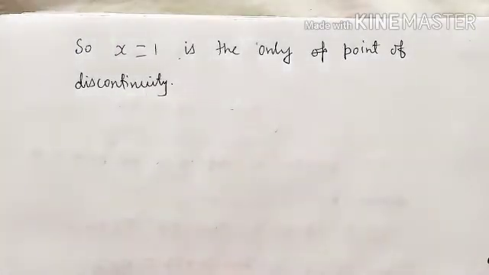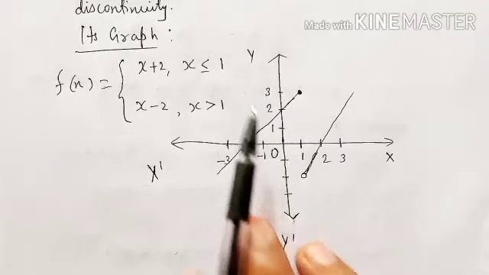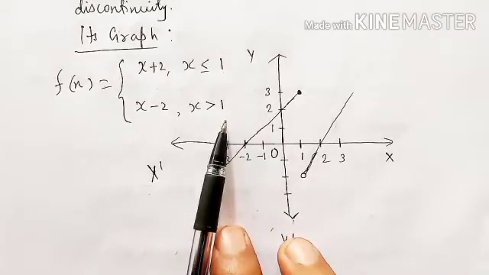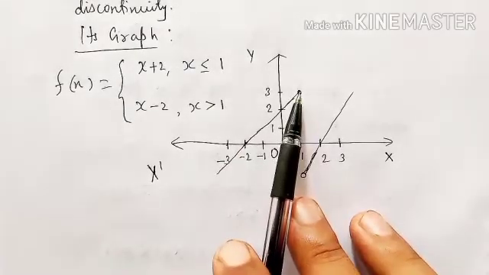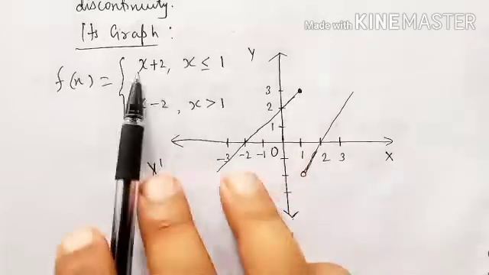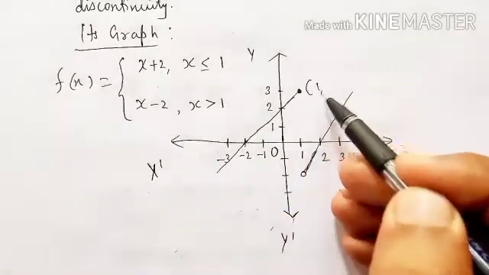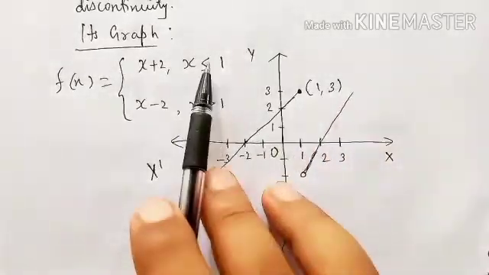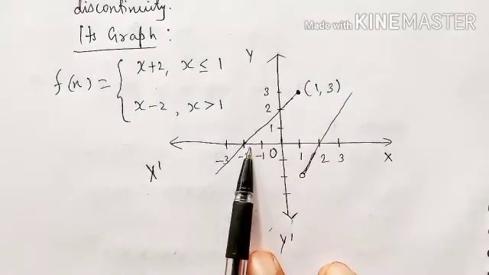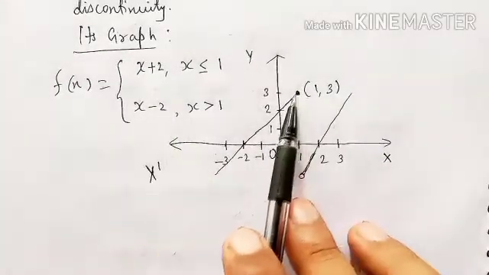Let us check it with the help of its graph. Here the doubtful point is 1. You can see at 1, 1 plus 2 is 3, so this is the point (1, 3). And as x is less than 1, f(x) is x plus 2, so the graph varies in this way.